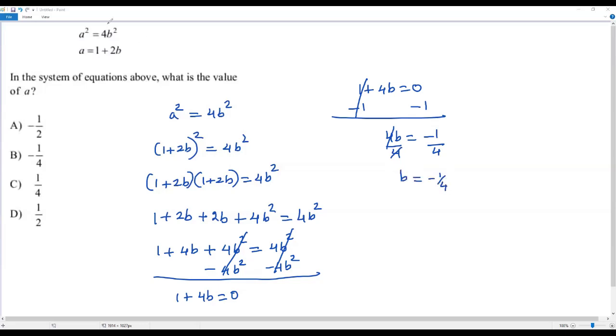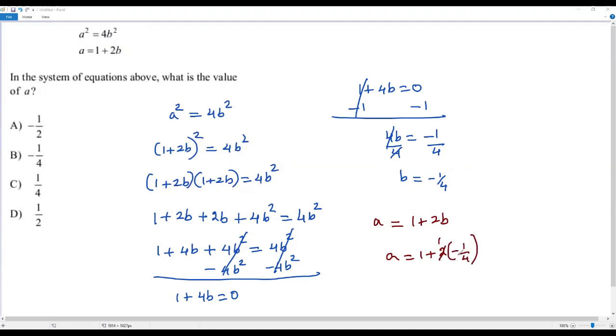Okay, I got the value of B, but our aim is to find the value of A according to the question. So to get the value of A, we have to plug in this value of B, that is -1/4, into the second equation. Let me take the second equation, A = 1 + 2B. A = 1 + 2 times, for this B, we can plug in the value we got, that is -1/4.